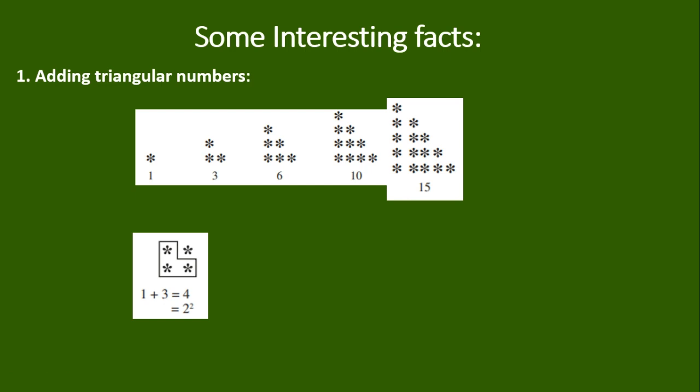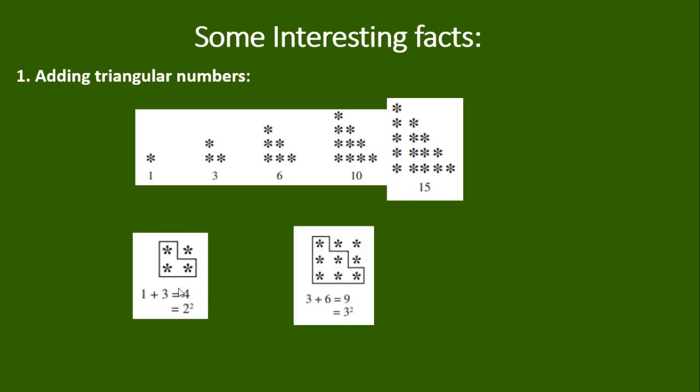Now I'm adding this number 1 with this number 3. When I'm adding 1 with 3, what am I getting? I'm getting 4. So 1 is a triangular number and 3 is also a triangular number. So what is 4? I'm getting a square number. Here you can see when I'm arranging these 4 numbers, I'm getting a square. So 4 is a square number and 4 is the square of 2. So 2 square is equal to 4. So when I'm adding 1 and 3, I'm getting 4, a square number.